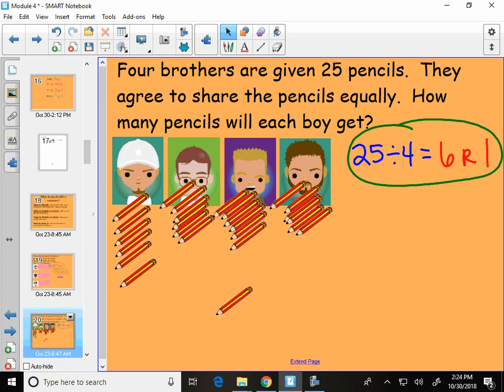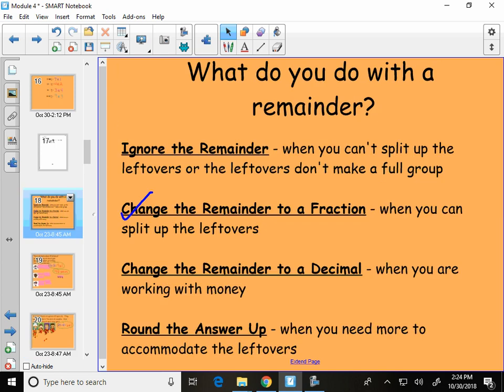But there's no way you would say that in real life. Hey, we each get 6 remainder 1 pencils. That's crazy. So which one are we going to do? We can't really change a pencil to a decimal, and we don't have enough pencils for everyone to get 7 pencils, so we can't round the answer up. So we're going to do this one.